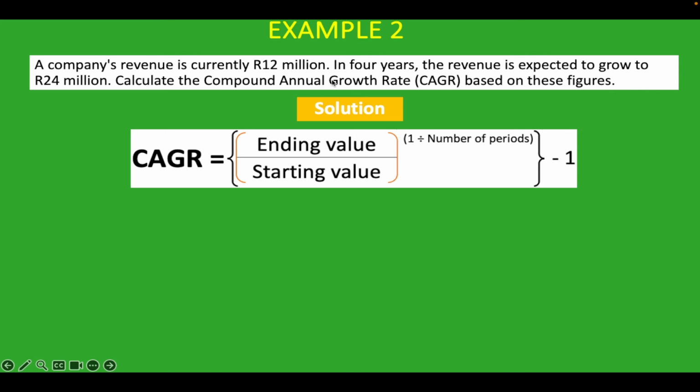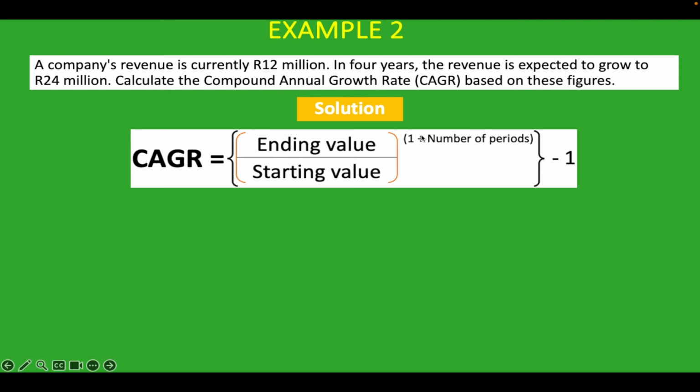Okay, so you can see that our examples are quite simplified here. Sometimes you'll be given a scenario in a paragraph or two, and so you just have to sift out what the values are that you need to plug into your formula. But these are the keywords that you're using. If it's the beginning value or the starting value or the ending value or the final value, you know what it means. Ending value would be the final value. So it would be 24 million Rand divided by 12 million Rand.